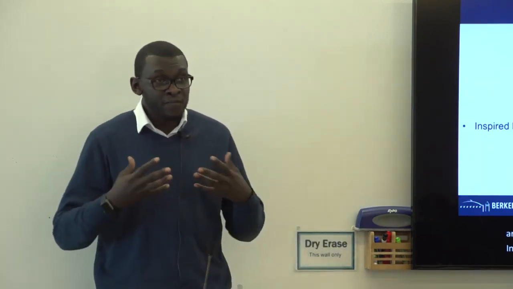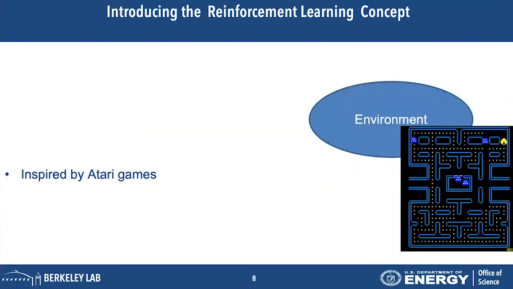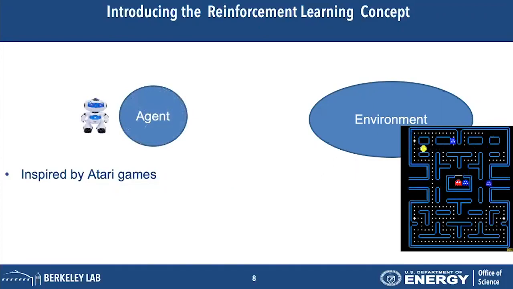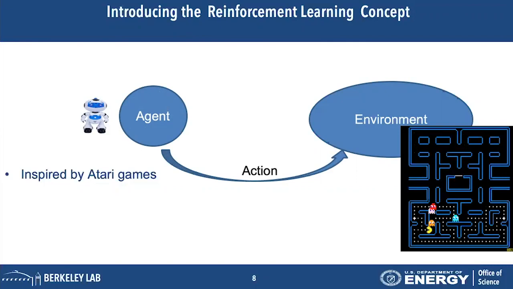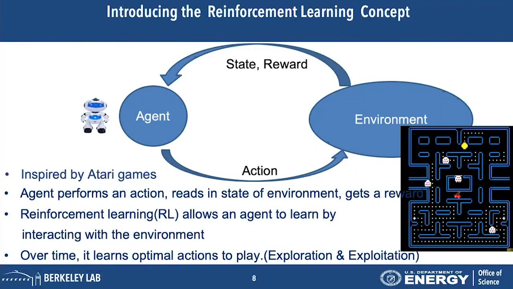So, introducing you guys now to the reinforcement learning concept, it was inspired by the Atari games, basically. So I'll give you an example. We have an environment, let's say the Pac-Man game, or maybe the maze problem, right? And we have this cute-looking agent, which is our AI, trying to interact with the environment. So it performs an action, which basically means it's interacting with the environment, then it reads in a state of the environment, then gets a reward.